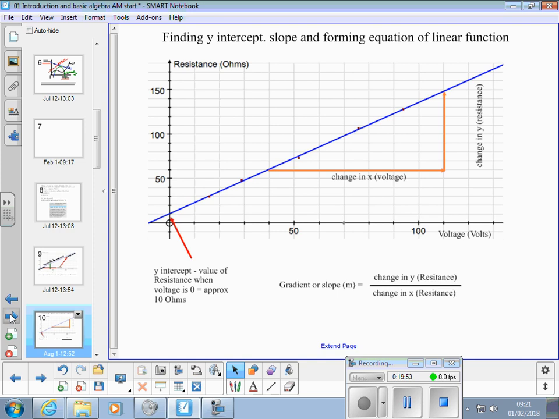So that's what we could do from some experimental data: find the best fit line, and then see if we can extract from that data the information that will give us our constant values M and C for this linear relationship.